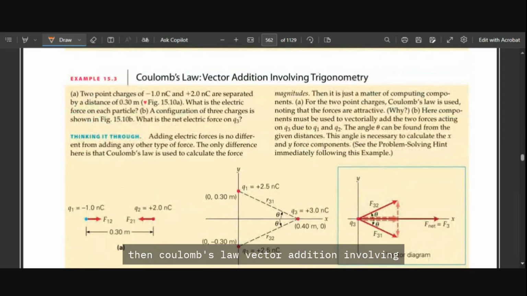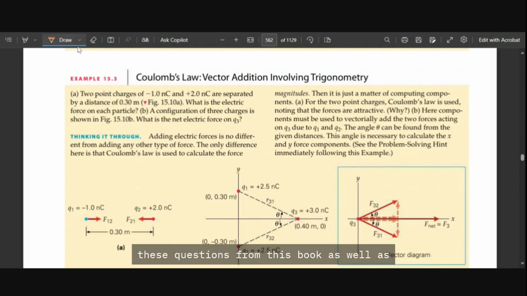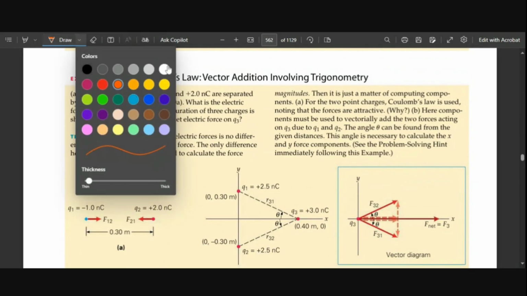Then Coulomb's law, vector addition involving trigonometry. There is another example. We have done these types of questions in the class as well, and I expect that you try to solve some of these questions from this book as well as from the assignment which we have got from the school. This is quite important.